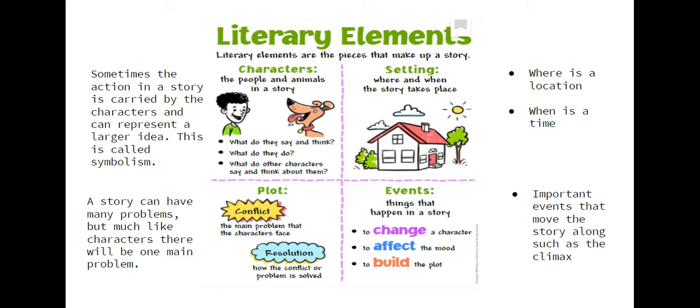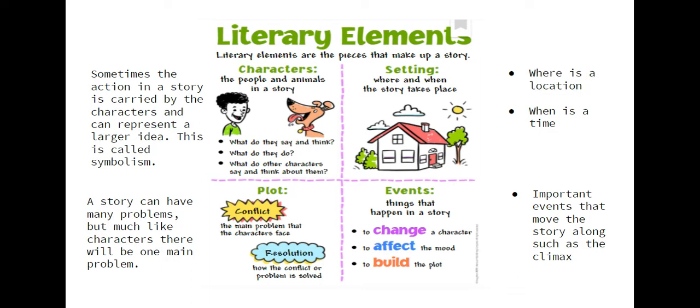Okay, then we have the events. The events are things that happen in the story. The events change the character. They affect the mood of the story. They can end up turning the story very sad if the favorite dog passes away, or very happy if all of a sudden the main character gets the birthday party they've been wanting.